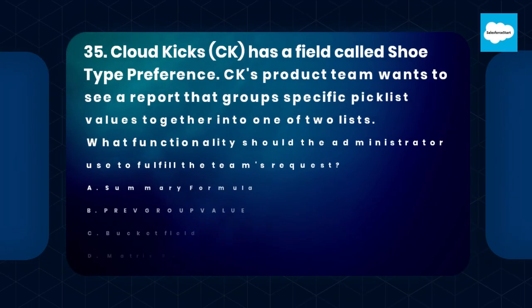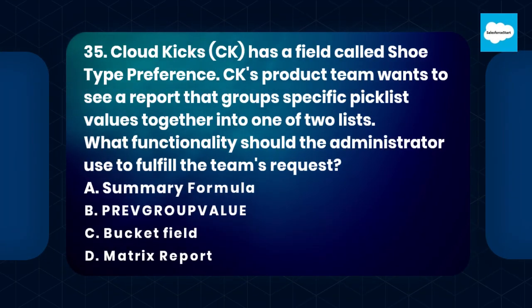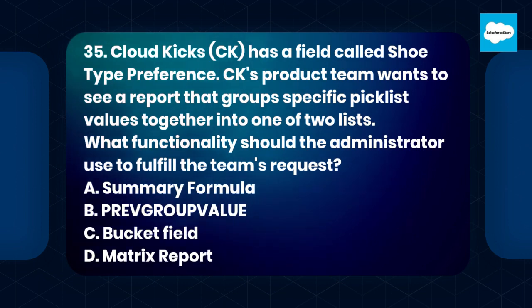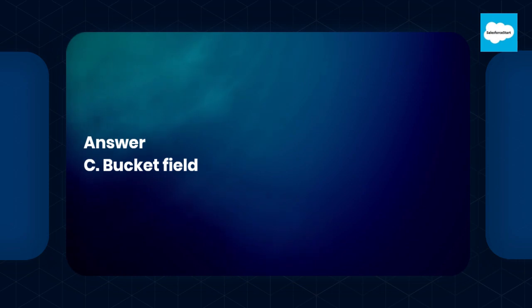35. CloudKicks, CK, has a field called ShoeType Preference. CK's product team wants to see a report that groups specific picklist values together into one of two lists. What functionality should the administrator use to fulfill the team's request? A. Summary formula. B. PREVGROUPVALUE. C. Bucket field. D. Matrix report. Answer: C. Bucket field.